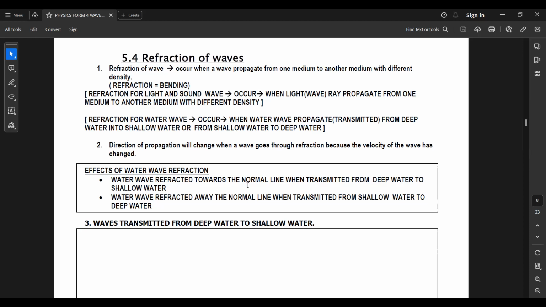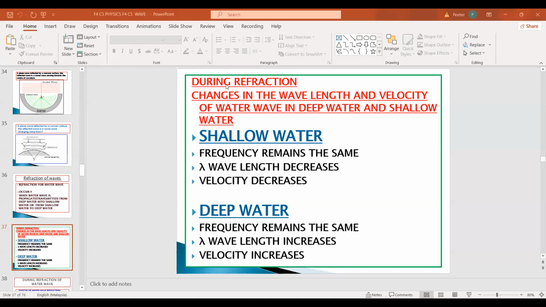So water wave will be refracted towards the normal when moving from a deeper area to a shallow area. And the same water wave will be refracted away from normal when moving from shallow to deep water. During refraction, if water waves move from a deeper area to a shallow area, frequency remains the same, wavelength decreases, velocity decreases. If the water wave is moving from a shallow area to a deeper area, frequency is the same, but the wavelength will become longer, and velocity also will increase.